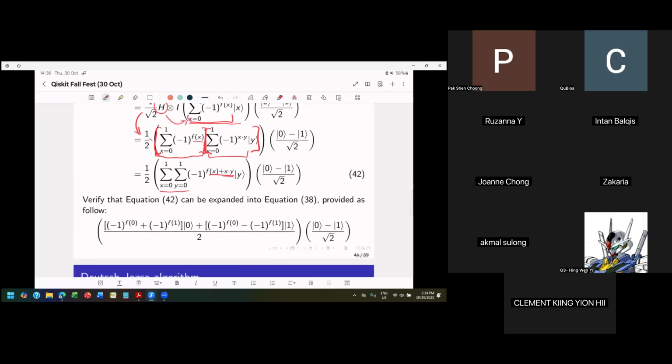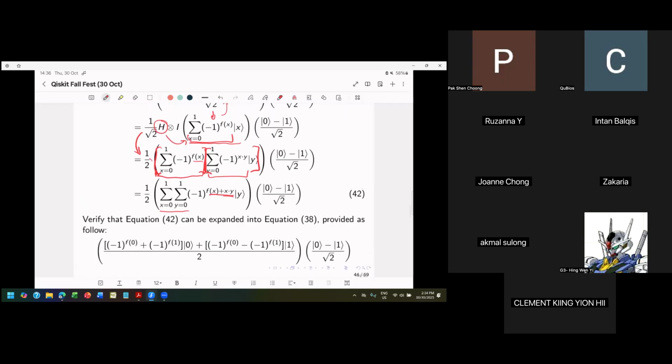So you have a job right now trying to use equation 42 to expand back to 38, which is given below. Make sure that it works. I think I will give you guys like 20 minutes to do it and maybe some rest time as well.